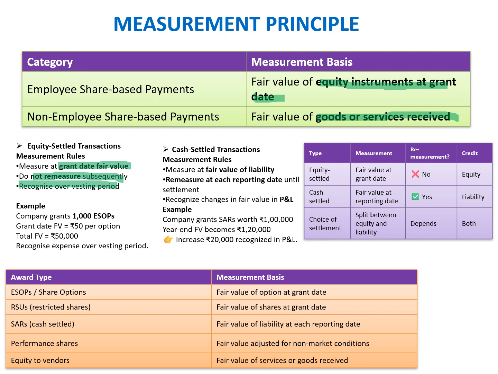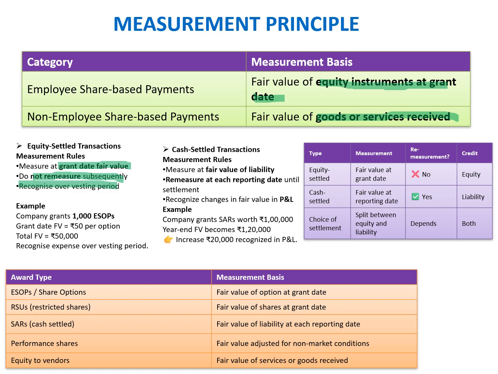So if it is equity settled, the fair value is at the grant date, remeasurement is not allowed, credit to equity. If it is cash settled, fair value at the reporting date, remeasurement is allowed and credit to the liability. And choice of settlement is a split between the equity and liability, and it depends, and then credit has to be either equity or the liability, whatever the choice would be.